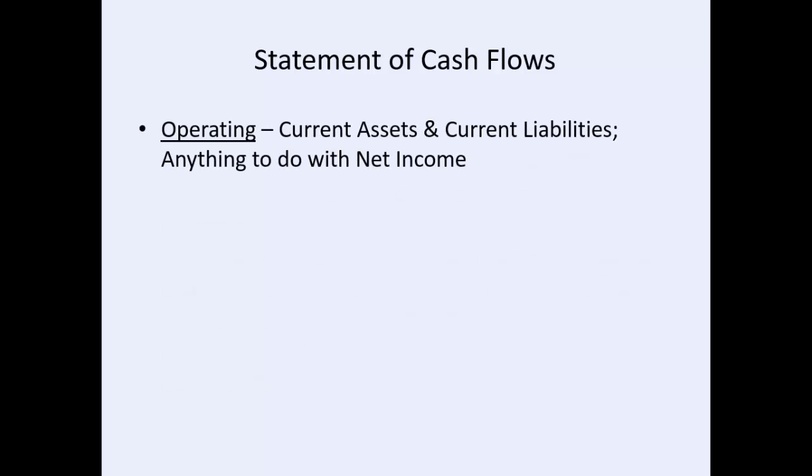Operating, those are going to be your current assets and current liabilities. Another way to remember it is anything to do with net income. So if you're looking at something that happened, it's a revenue, an expense, a gain or a loss, it's operating.